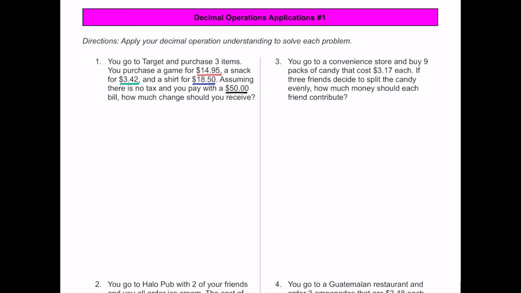Okay, so we have 2 parts. We have to add up all the costs of each of these items. Then we're going to subtract that from the 50 to see how much change you'll get. And we don't have to worry about tax because we're assuming there's no tax for this store. So maybe we're in the state of Delaware or something.